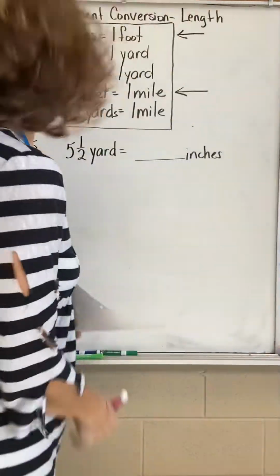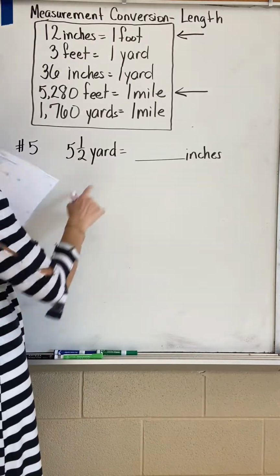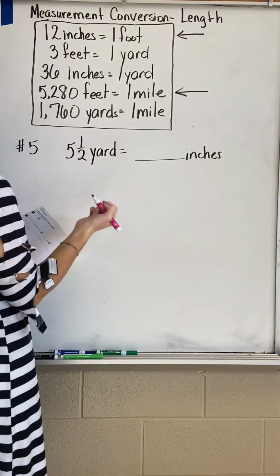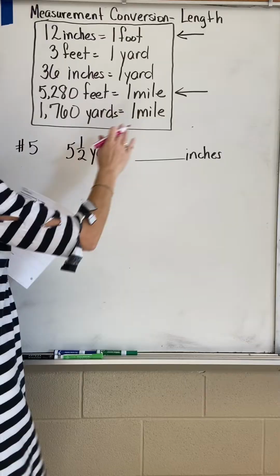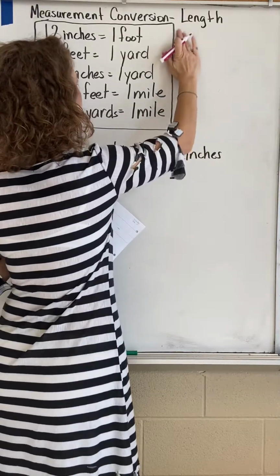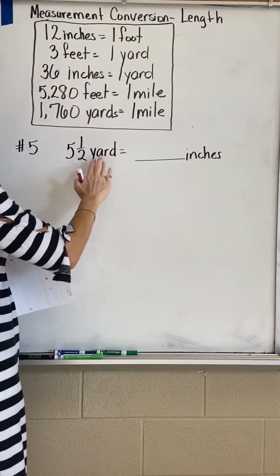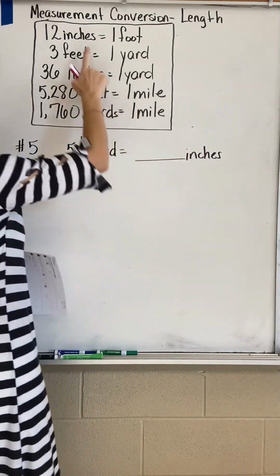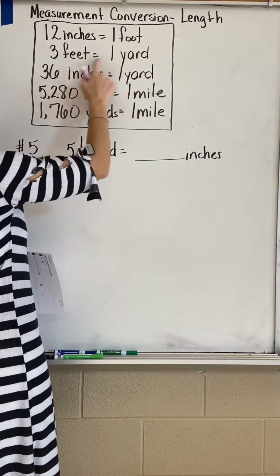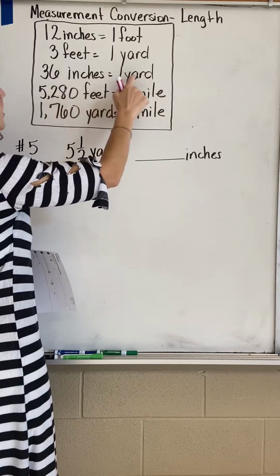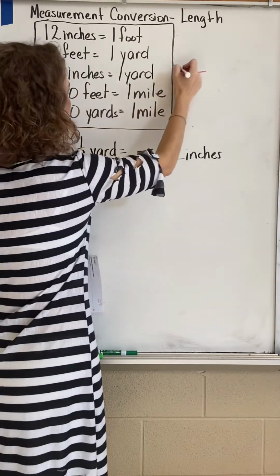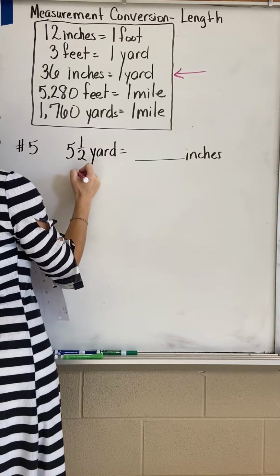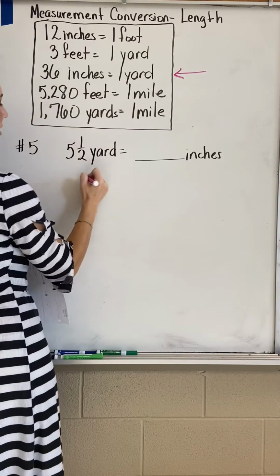Maybe I'm scared. Okay, so we've got 5.5 yards equals how many inches? So we're going to look in our chart up here. Let me erase these. We want to find the comparison that compares yards to inches. Yards to inches. This is inches to feet? No. Feet to yards? No. Inches to yards. This one right here. There's where we're going. So I'm going to make a ratio out of that information.